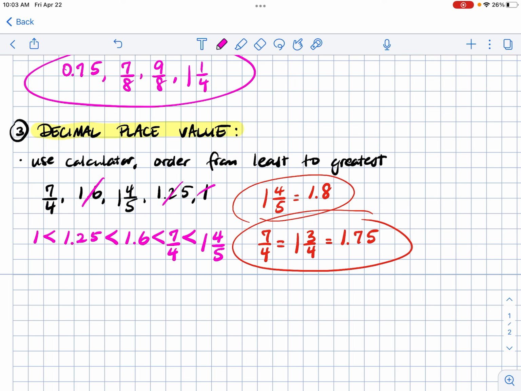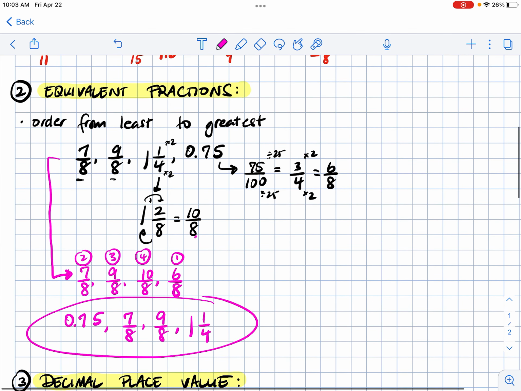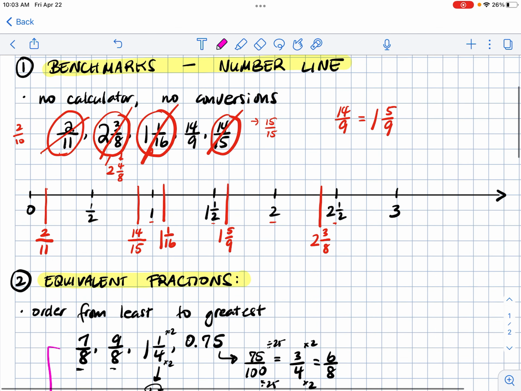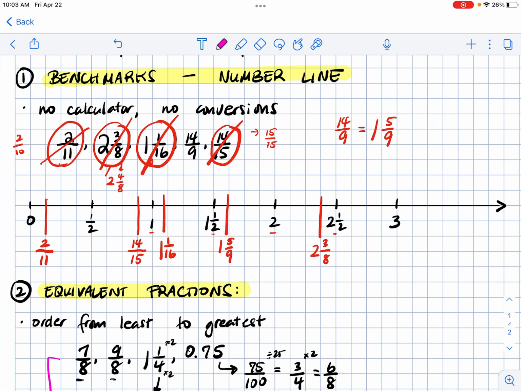So those are the 3 methods. Using decimal place value, you can use your calculator, but I encourage you to try and not use your calculator for that. You can use equivalent fractions, which is dependent on converting to a common denominator. And then finally, the first one we worked on was benchmarks. So using a benchmark that you know and you're familiar with in terms of the conversions, but you're not actually converting over a common denominator.